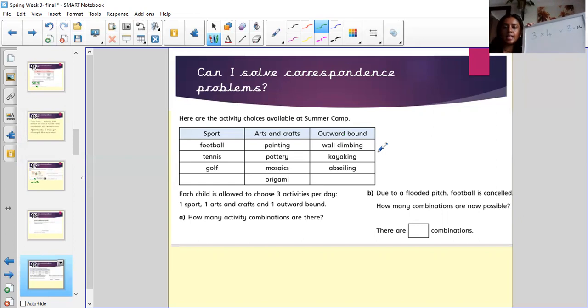Now the question B says, due to a flooded pitch, football is cancelled. Now how many combinations are possible? So if we go to where football is, so football is in the sports column, and for the sports column we times by 3, nothing else has changed in arts and crafts or outward bound. So we take away football, that will leave us with only 2 combinations over here. So if I cross football out, there's only 2 combinations. So I'm going to be doing 2 times by 4 times by 3 instead. And I know that 2 times 4 is 8, and 8 times 3 equals 24. So my answer now would be there are 24 combinations.